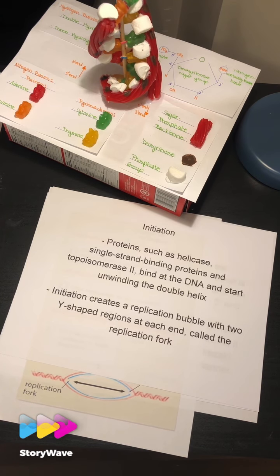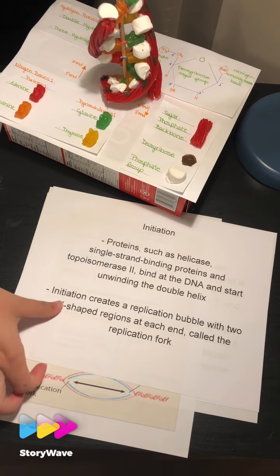And we also have the topoisomerase 2 enzyme that helps to relieve the strain on the double helix sections ahead of the replication forks, which result from the unwinding process. Initiation creates a shape called a replication bubble with two Y-shaped regions at the end of each of these areas. And the Y-shaped regions are called replication forks.